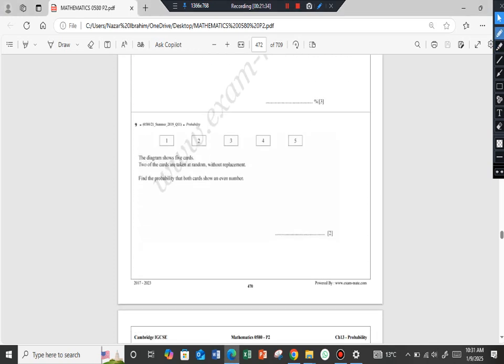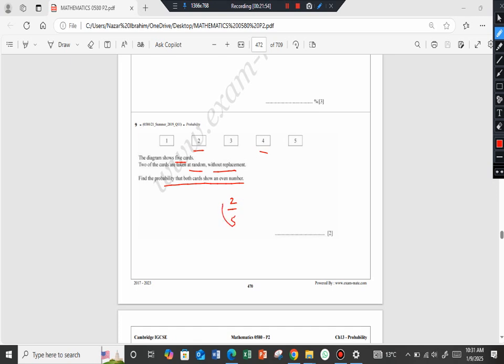Question number 9: the diagram shows 5 cards, 1, 2, 3, 4, 5. 2 of the cards are taken at random without replacement. Find the probability that both cards show an even number. How many even numbers are there? 2 and 4. So of 5 cards, 2 upon 5 will be the first probability.